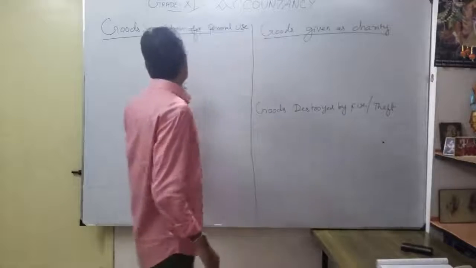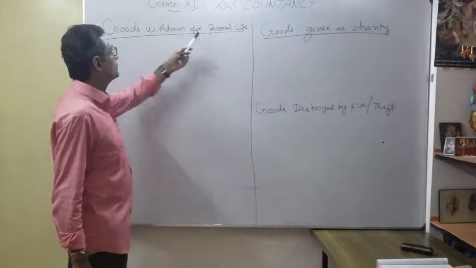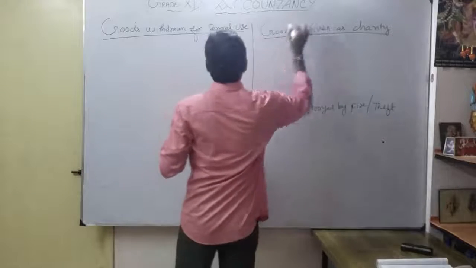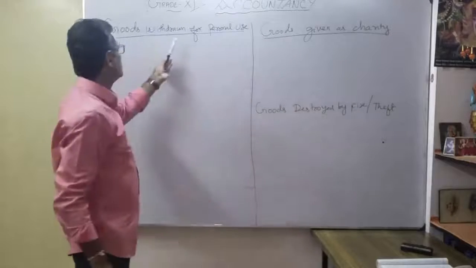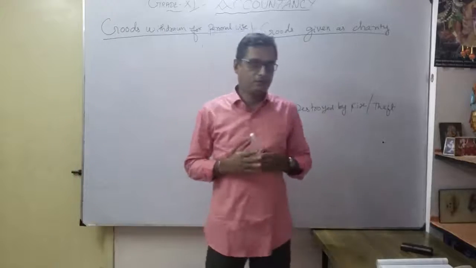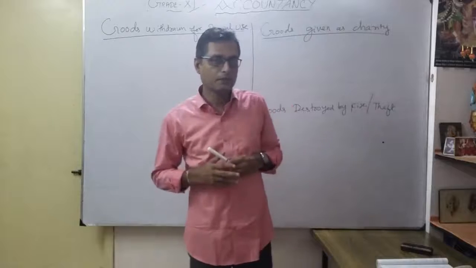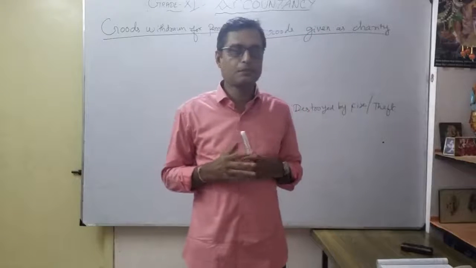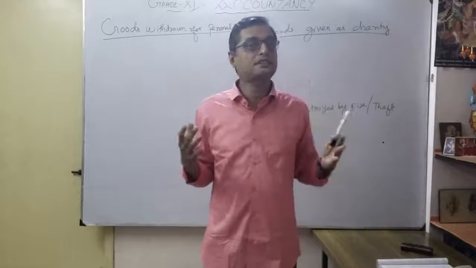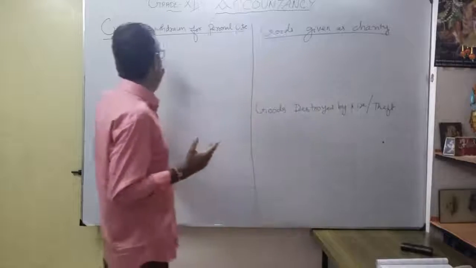Here, suppose the goods are withdrawn for personal use. For example, when you are running a company, some goods we are taking for personal use. So naturally what happened? Our stock reduced, so my purchase value reduced. So how to record this transaction?